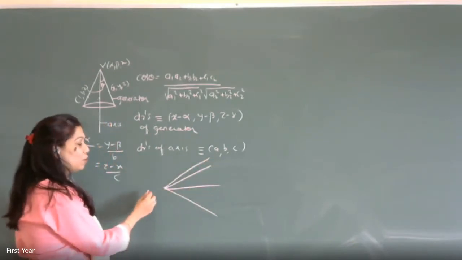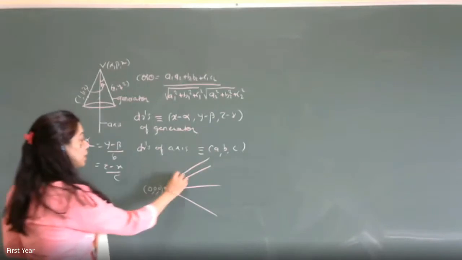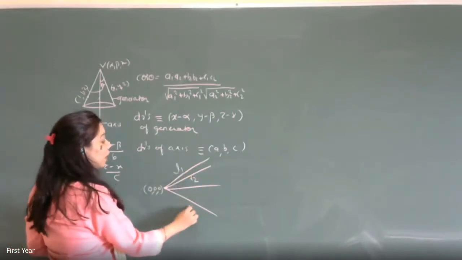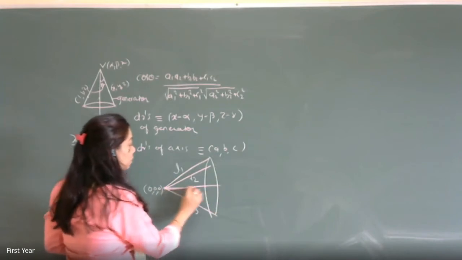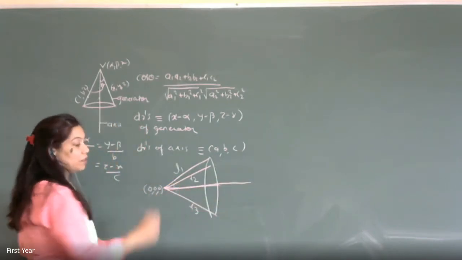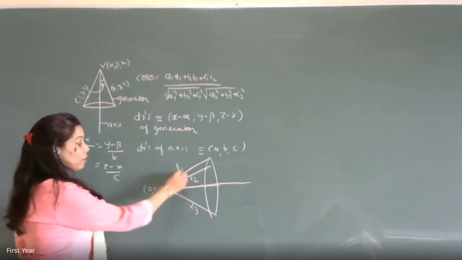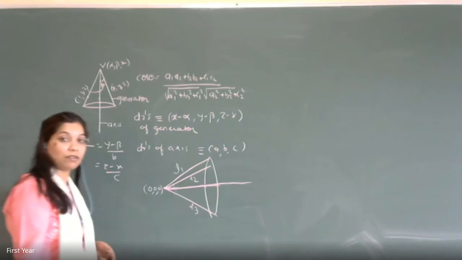Lines are drawn from the origin. This is line 1, this is line 2, and this is line 3. This is your axis, the one which is fixed, which is making the same angle with all these lines. So L1, L2, L3 are given to you, the vertex is given to you, the axis is not given.